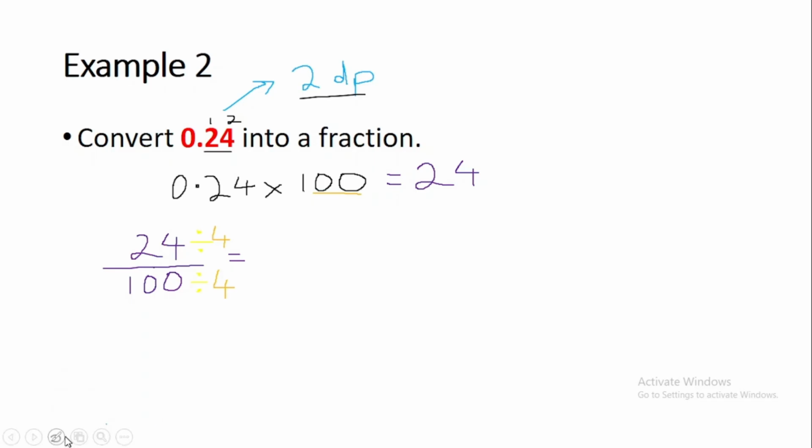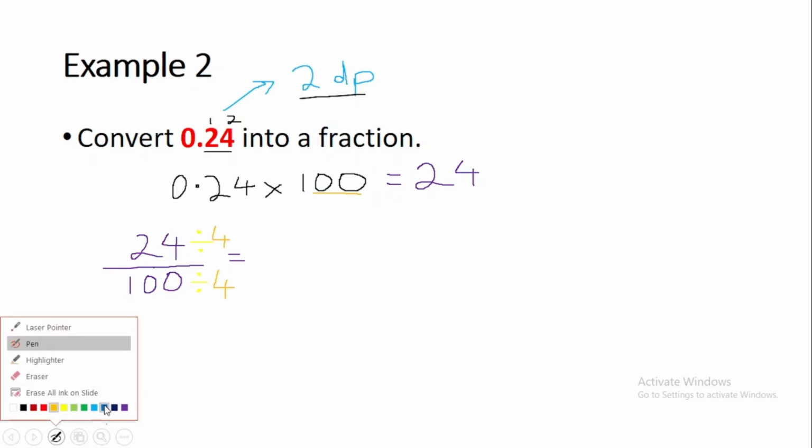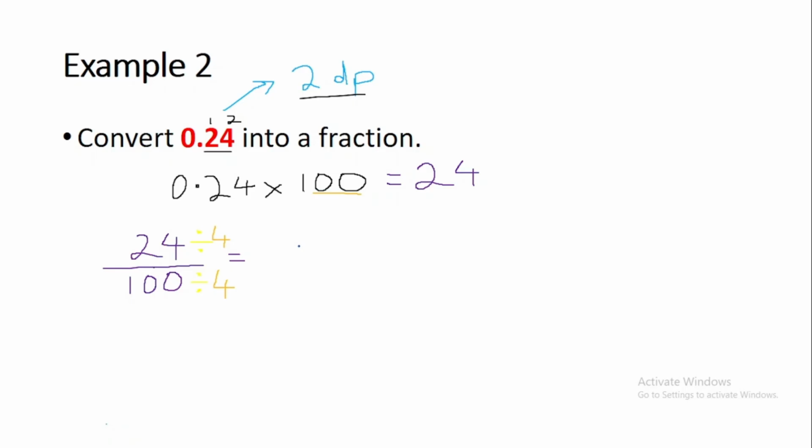And if I divide the number at the top and the number at the bottom by 4, I'm going to get a new fraction. So the first thing is 24 divided by 4. That's going to be equal to 6. So 6 over, and 100 divided by 4 is going to be equal to 25.